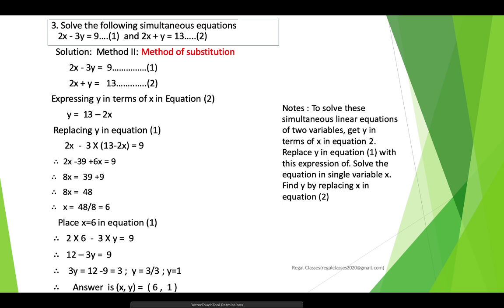So 8x is equal to 39 goes on the other side, becomes positive. 39 plus 9 is 48. 8x is equal to 48. x is equal to 48 by 8, and x is equal to 6. Place x is equal to 6 in equation 1 and you can get the solution. Answer of x, y is 6, 1.